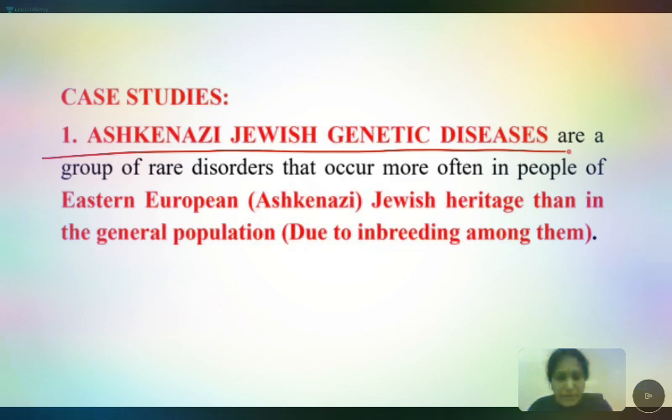inbreeding, that concept only. There are a group of rare disorders, means normally, just like Ellis-Van Creveld syndrome, normally it is rare. I have never seen a patient suffering from Ellis-Van Creveld syndrome. But if you see in the Amish group, they are more common. Same way here also. There are some genetic diseases, normally they are very rare. But among Ashkenazi Jewish people, they are very common due to inbreeding. Coincidentally, some of these people had the disease. Then they went on inbreeding. So that disease became very common among them. Clear for all of you?